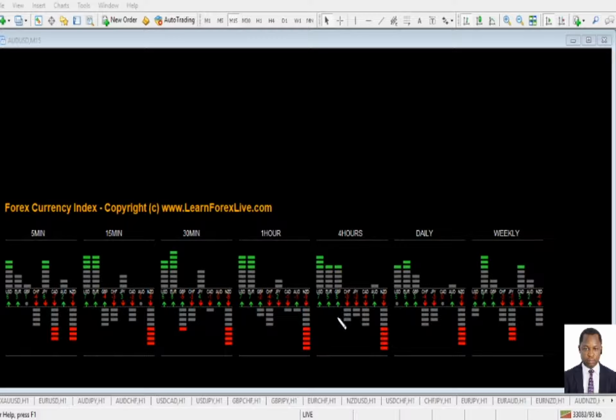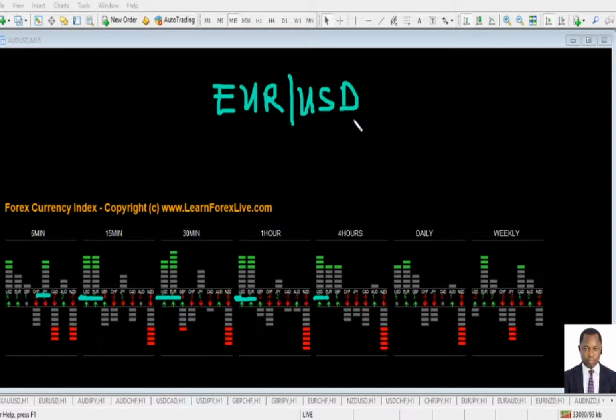Generally you will see that the American dollar and the euro are having extreme strength. That means the euro against the American dollar might not push straight on in one direction. That's because both the euro and the American dollar are strong. They have extreme strength values. So you might just see some ranges.